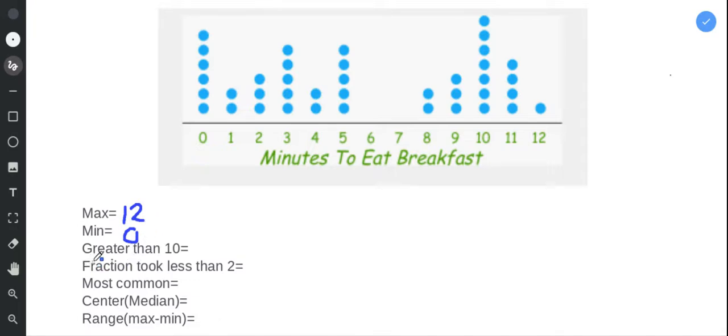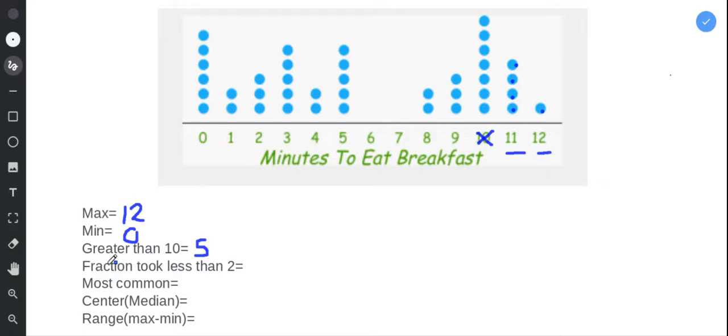There's also going to be times where you need to pull out greater than or less than a certain number of data points. In this case, it says how many people took greater than 10 minutes to eat breakfast. Greater than 10 means I'm not including 10. It's greater than 10, that's 11 and 12. So how many people surveyed? Let's see, 1, 2, 3, 4, 5. 5 people took greater than 10 minutes to eat breakfast. They either took 11 or 12 minutes in this case.